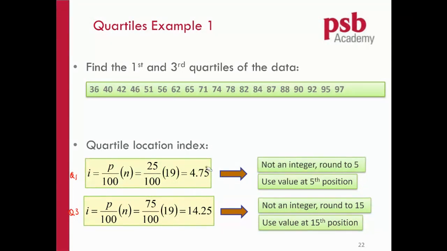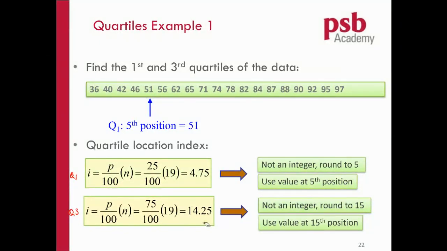Of course not. So if it's not a round number, what do you do? You just round up to the next round number. The next round number will be 5. So that will be the first quartile position. The 5th number is the first quartile. So the first quartile is 51.